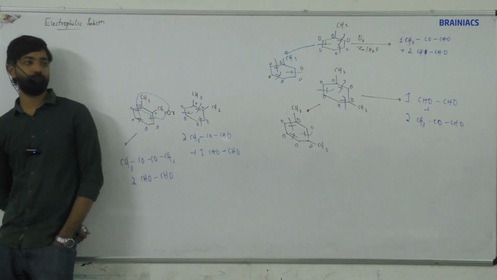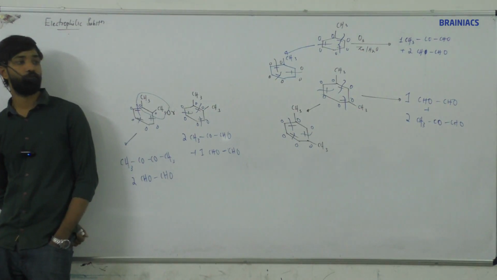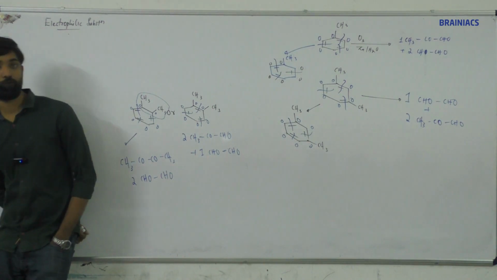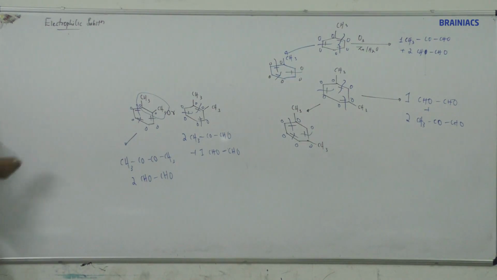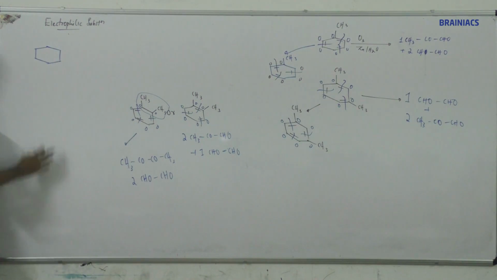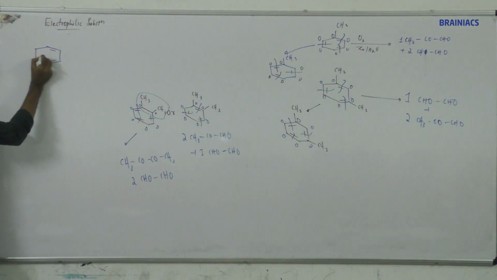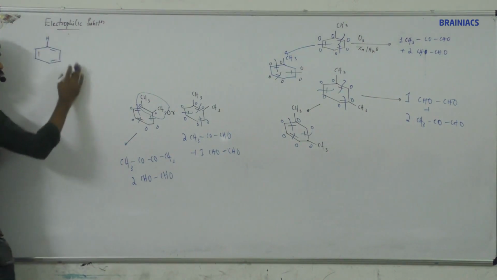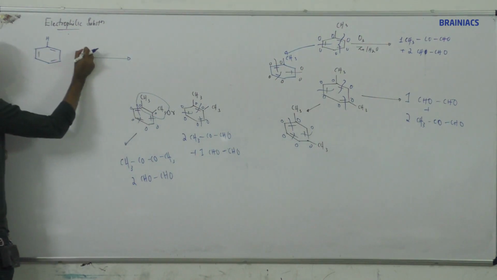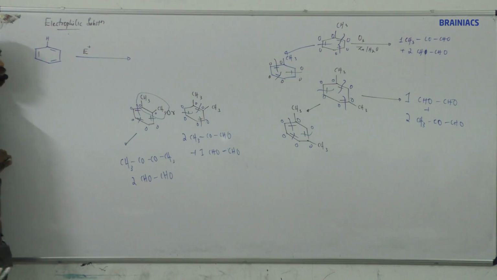The chemical property is electrophilic substitution, the most important property of any phenyl ring. Here all positions of your benzene ring are identical. So the idea is that benzene has all 6 positions identical.